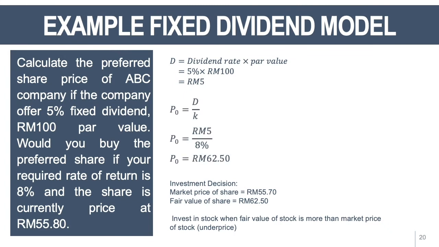So first step, you need to calculate the dividend in ringgit. So dividend rate is 5% times par value of 100. So you get 5 ringgit. Then you plug all the figures into the fixed dividend model. So price of share equals dividend divided by K, the required rate of return. So RM5, the dividend, divided by 8%. So you get 62.50. So 62.50 is the fair value of the share.